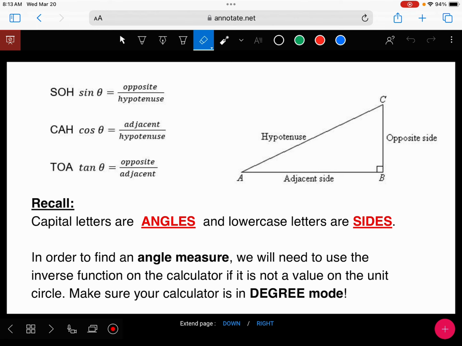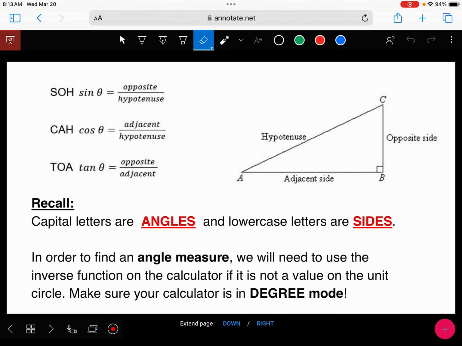Okay, so who's heard of SOHCAHTOA? All right, so that's usually how teachers explain the three sides of a triangle. Sine is opposite over hypotenuse. Cosine is adjacent over hypotenuse. Tangent is opposite over adjacent.